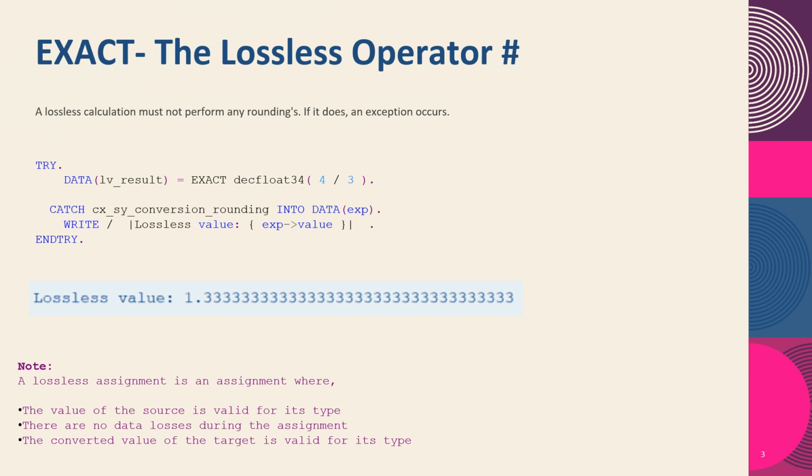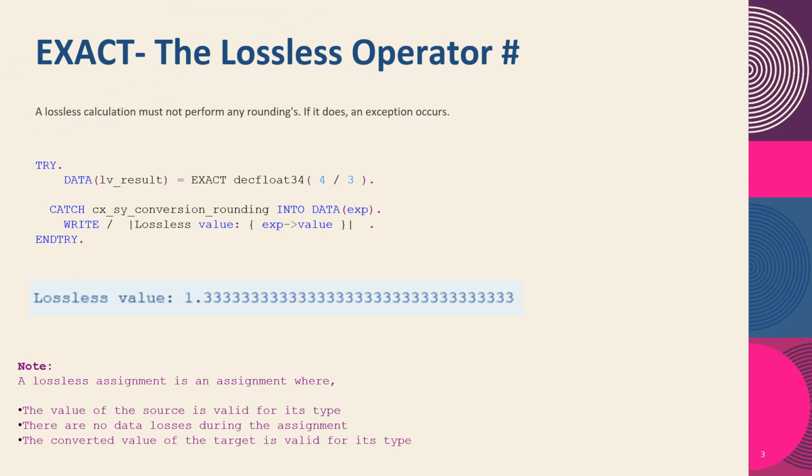EXACT. A lossless calculation doesn't perform any rounding. If it tries to do any rounding, the exception will appear, like CX_SY_CONVERSION_ROUNDING. That's why we say lossless. It will not lose anything. The complete value will be shown.